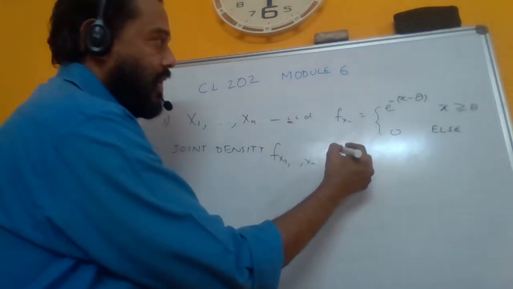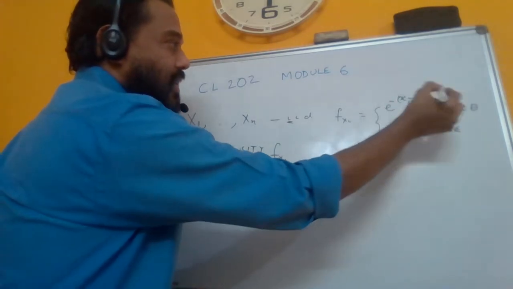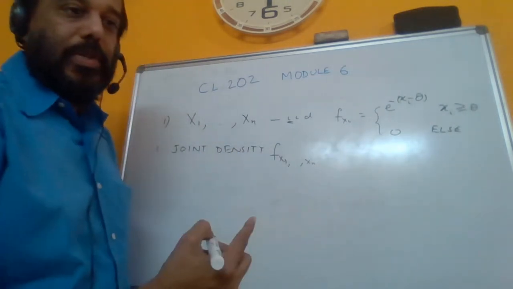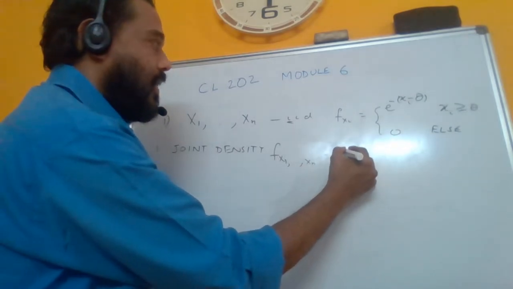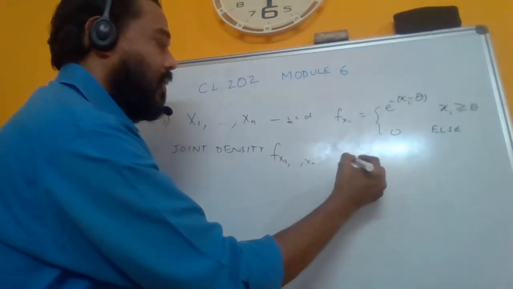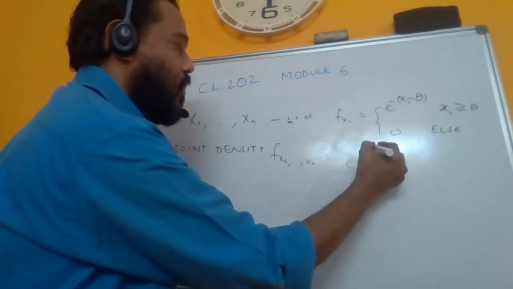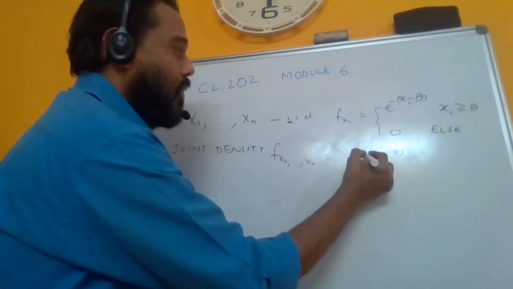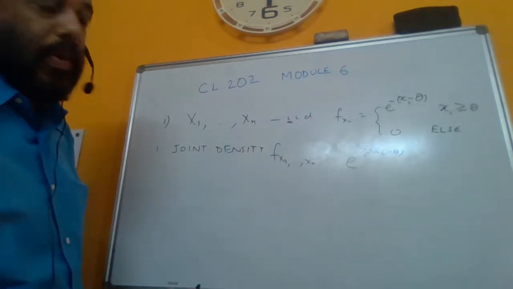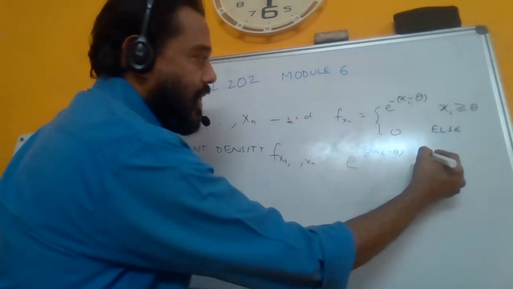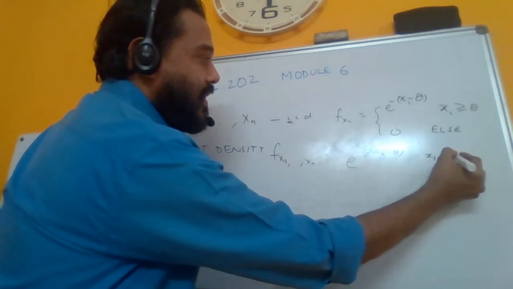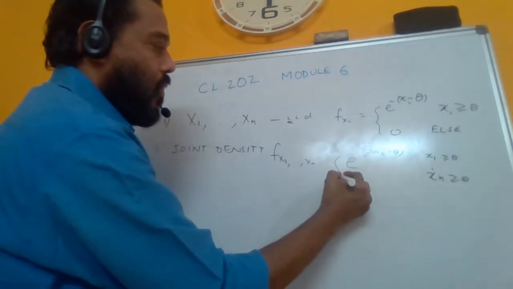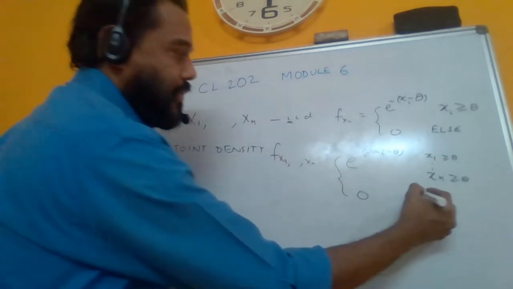And so this will be, so I should put an i here to be accurate. So it will be, and when I multiply them out, the exponents will add up. So it is going to be e to the power of minus the summation of (xi minus theta) over all the i's, i going from 1 to n. And here, of course, I will have that x1 is greater than or equal to theta till xn is greater than or equal to theta, or it will be a zero else.